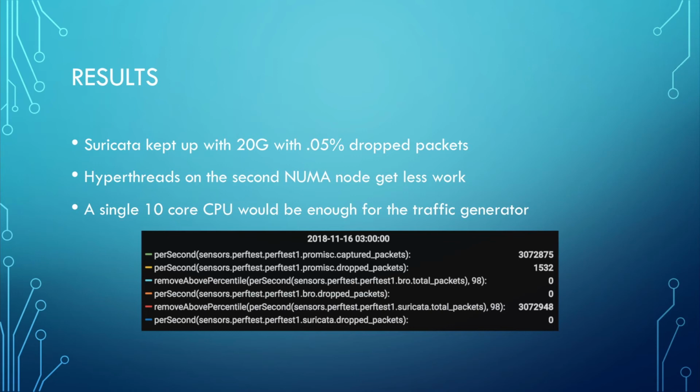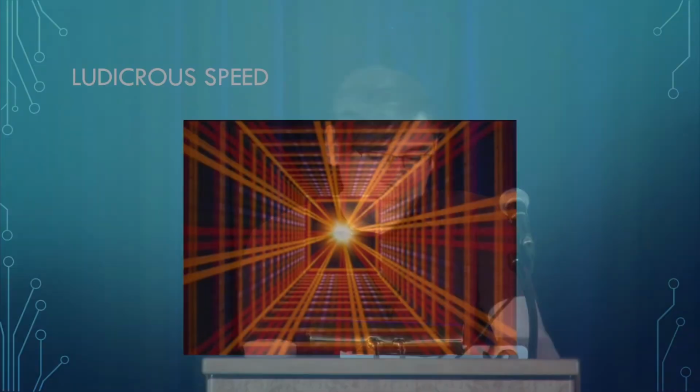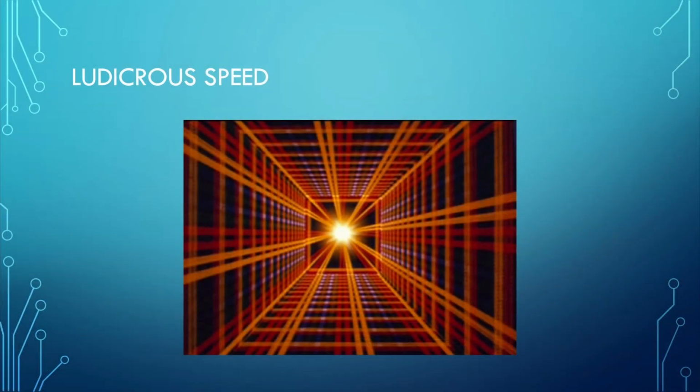As I mentioned, there was something weird with the hyper-threading on the second NUMA node, and you probably only need a single core box for the traffic generator. So I was hoping to have something more interesting happen, but so far Suricata is doing fine. So let's keep going.